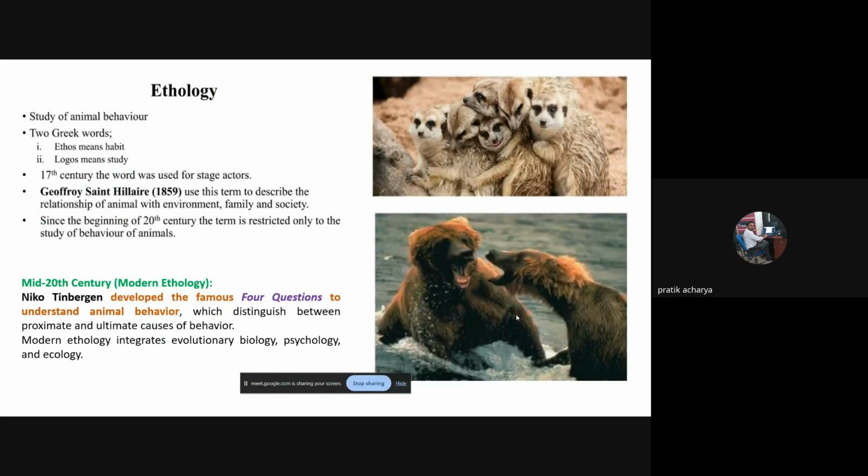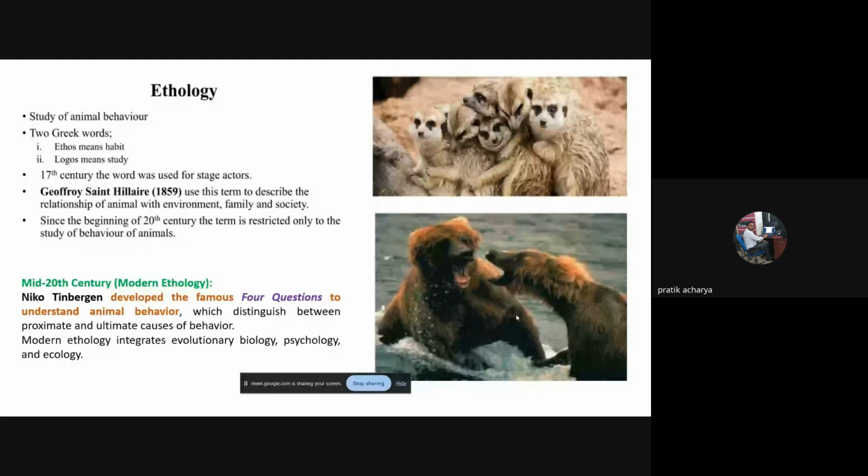So now come to the behavior pattern, the ethology. Ethology is the study of animal behavior. Ethos means habit, logos means study. Behavior pattern means what is the habit of the organism? What is the expression mode of the organism to environmental stimuli or to any kind of external stimuli?